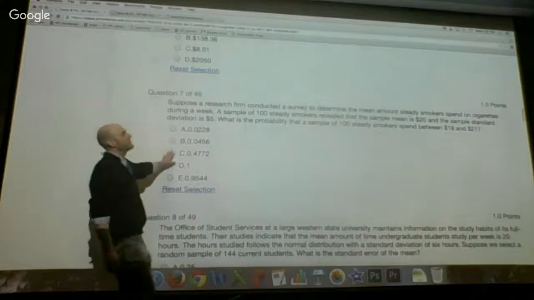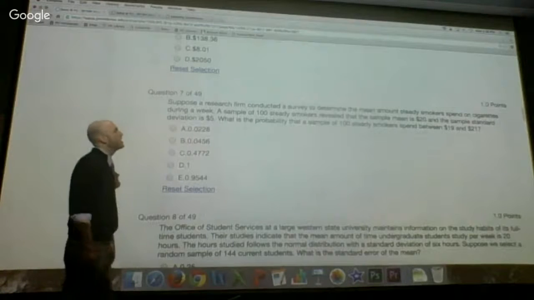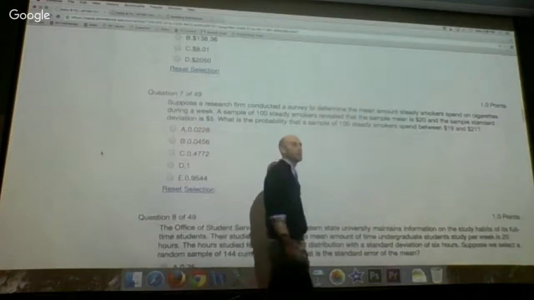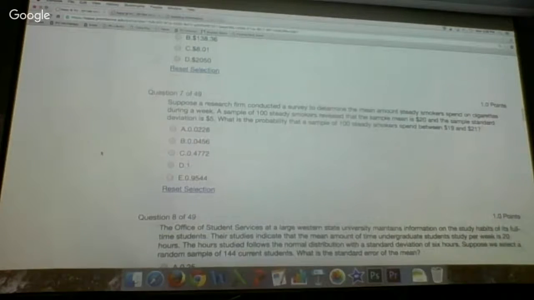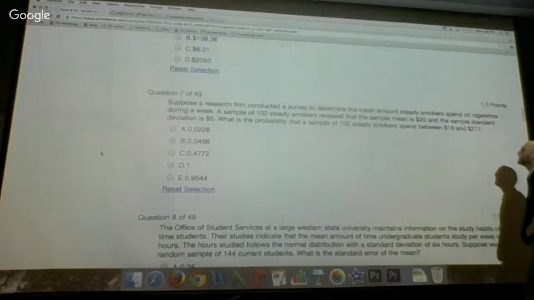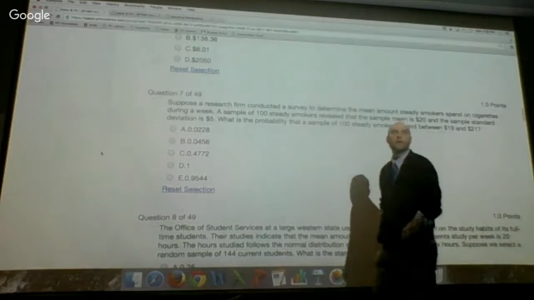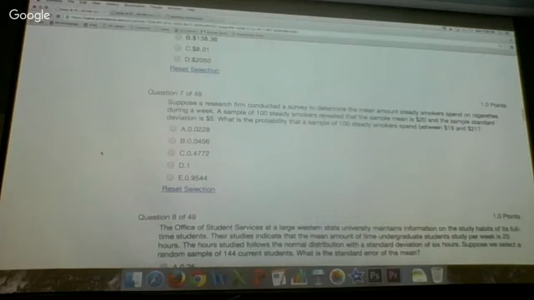Suppose a research firm conducted a survey to determine the mean amount a steady smoker spends on cigarettes during a week. A sample of 100 steady smokers, and I'm happy that it's 100 steady smokers. Why am I happy it's 100 steady smokers, James? The square root of 100 is that. Yeah, that makes math super easy. A sample of 100 steady smokers revealed that the sample mean is $20 and the sample standard deviation is $5. What is the probability that a sample of 100 steady smokers will spend between $19 and $21? We're moving from raw scores to proportions or probabilities in this case.